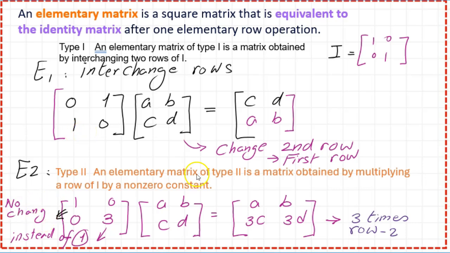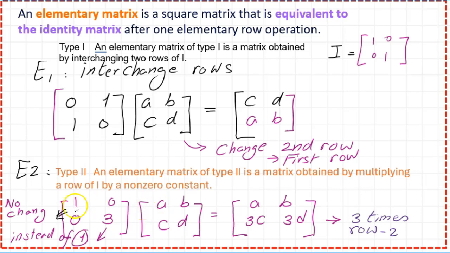Second type: if we want to multiply a row, say by 2 or by 3, any row, what we are going to do is write the same matrix 1, 0, 0, 1, but we will multiply. Suppose we want to get 3 times the second row, so we'll put 3 here instead of 1. So instead of 1, we will put our required number. Now let us perform the multiplication process.